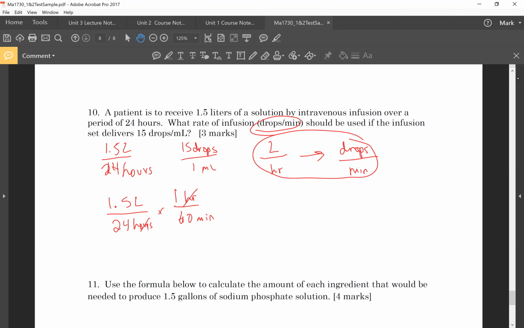So my hours cancel. I'm also trying to get drops per minute, but I can't figure out drops per minute until I know milliliters. So I am also going to multiply this by 1,000 milliliters over 1 liter. Now, the reason I do that is because I need to know milliliters to figure out drops.